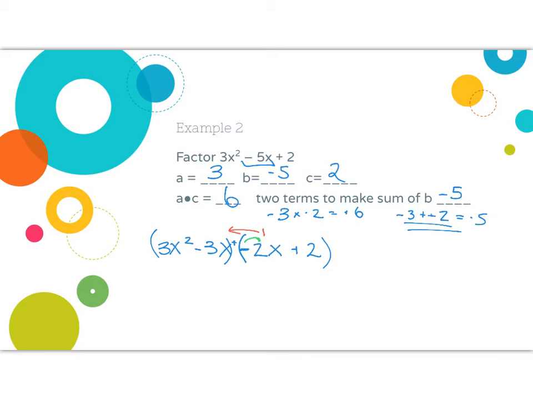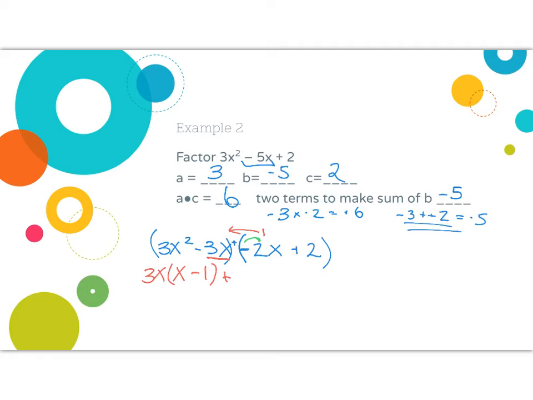Okay, from here, we just go back to what we know. In the first bracket, there's a 3x as a common factor. We're going to be left with x minus 1. Don't forget that there will still be something there. 3x divided by 3x is 1. Plus, in our next bracket, we can see that 2 is the common factor.